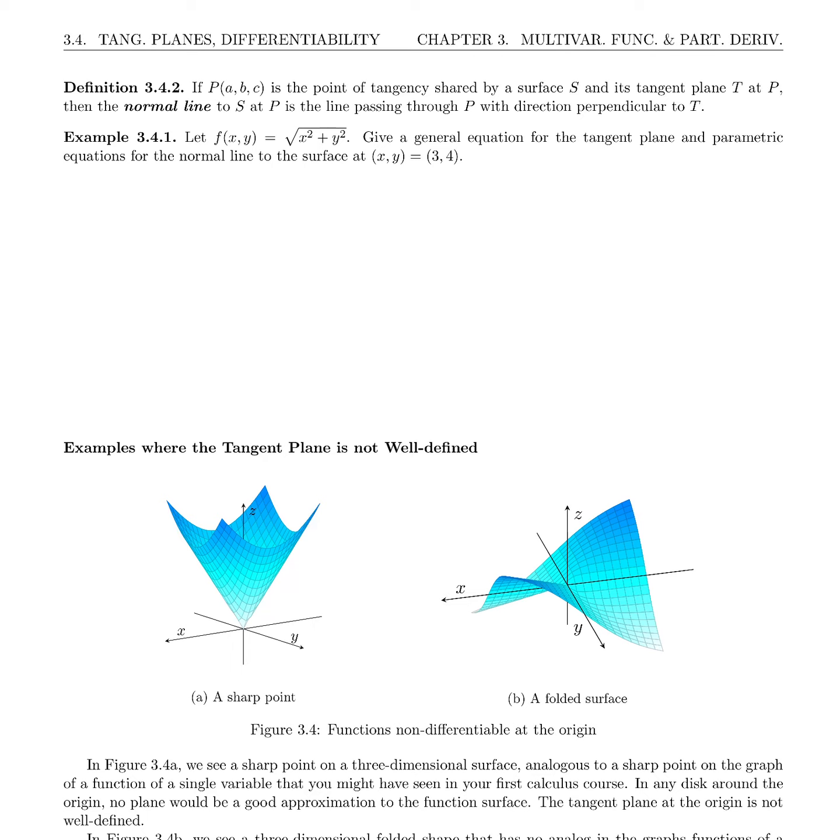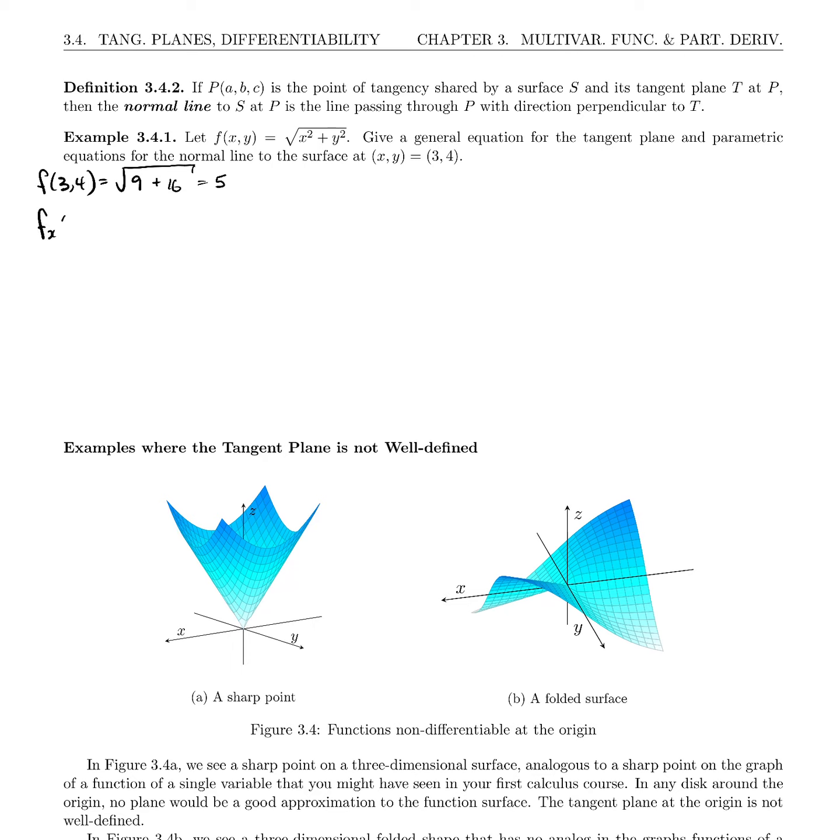So in the next example, we are asked for the tangent plane and equations for the normal line to the surface f(x,y) is the square root of x squared plus y squared at the point (3, 4). So the first thing that I'm going to do, because I know that we'll need it, is calculate f(3, 4), which is going to be the square root of 9 plus 16, which is the square root of 25, which is 5.